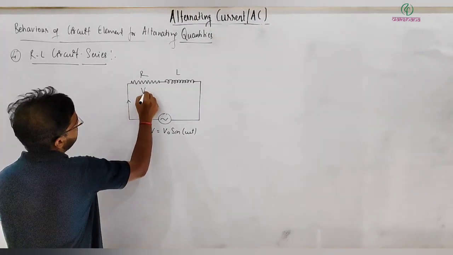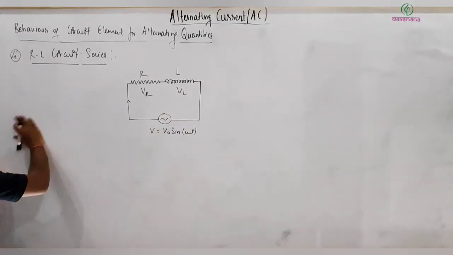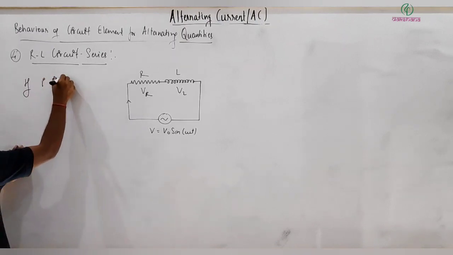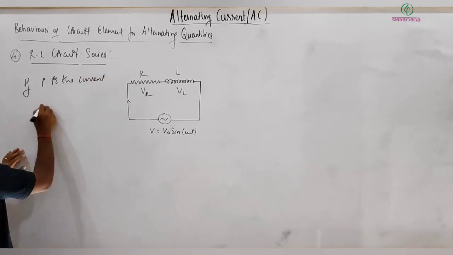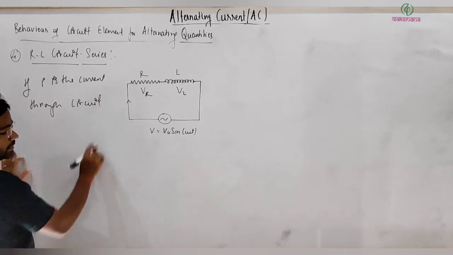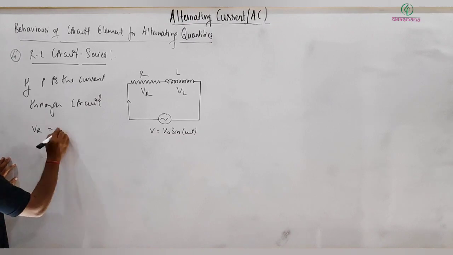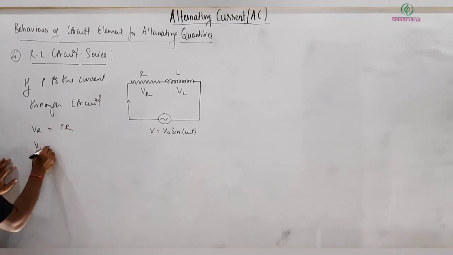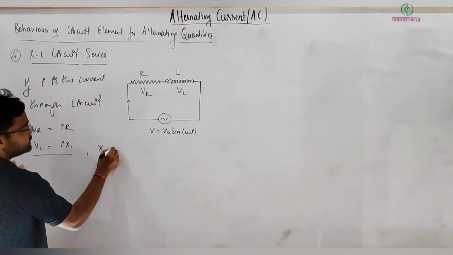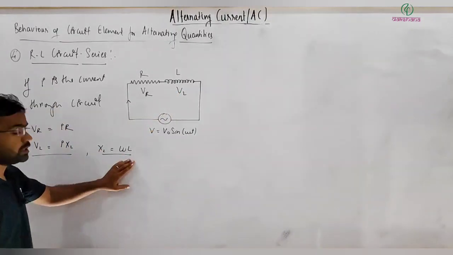So there will be some potential drop across this, VR, and across this, let me write it, VL, correct. And in this situation, if I is the instantaneous current through the circuit, then I can write VR is equal to what? I times R, and VL is I times XL. R we already know, and XL is given by what? Omega times L. Omega is this omega, L is that, right?